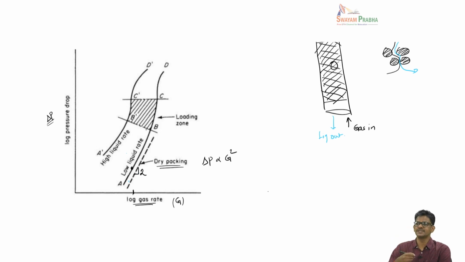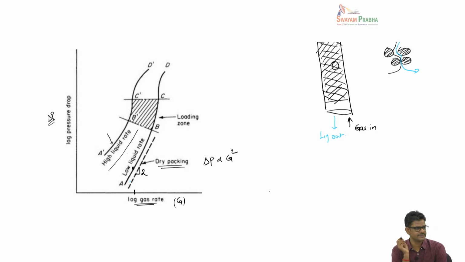Now, if you keep on increasing the liquid flow rate, the middle line can be a moderate flow rate of liquid, or you can go to very high liquid flow rates. So, for a given gas flow rate, as you increase the liquid flow rate, the pressure drop will increase. Conversely, if I keep the flow rate of liquid constant and increase the flow rate of gas, the pressure drop will increase. That is what these plots mean. But this dependence of slope 2 or about 2 will not be there all the time. This is only valid when the gas flow rate is moderate.